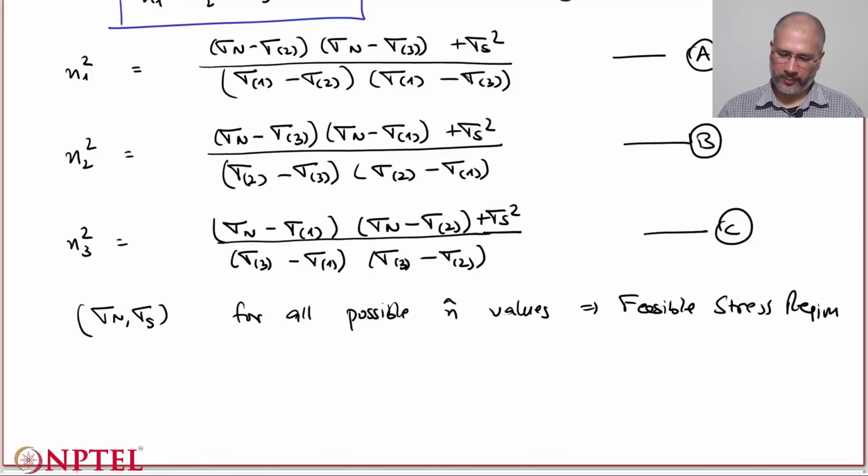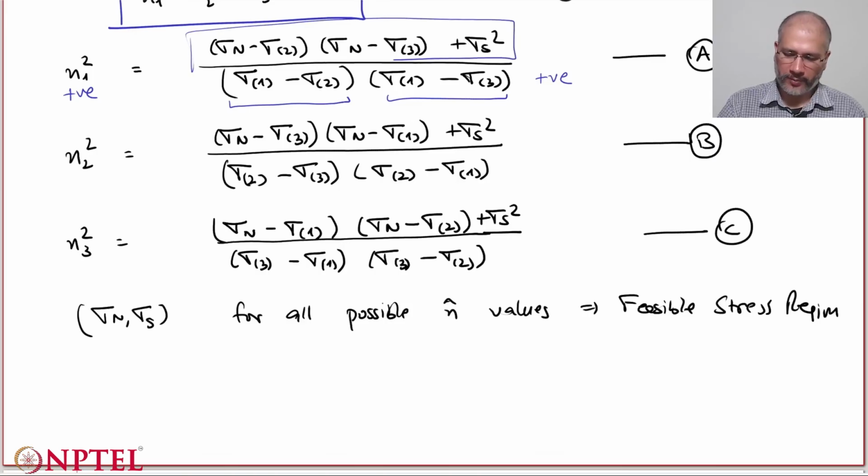So let us look at equation number A. In this equation number A, we see that sigma 1 minus sigma 2 is a positive quantity because we had chosen sigma 1, 2, 3 in such a way that 1 was the largest principal stress value, and this is also positive. So the denominator in this expression A is a positive quantity, and n1 squared is also positive. It's a square of some number. So what that means is that this quantity, which is the numerator of A, is a positive quantity.